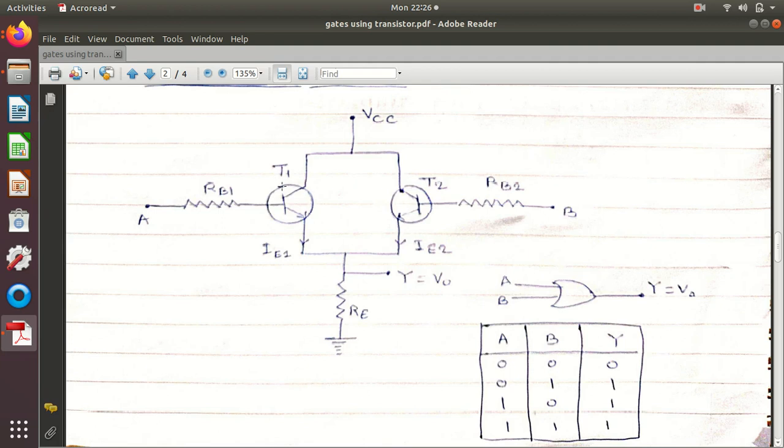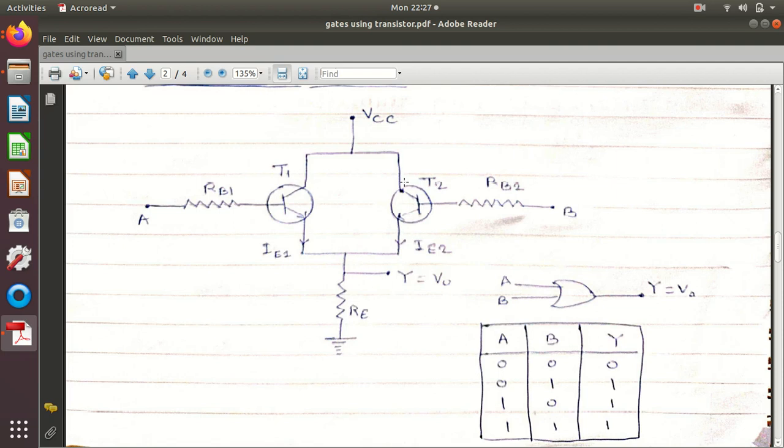Here is transistor T1, an NPN transistor again, and the second transistor T2. The emitters of the two transistors are connected together and grounded through a resistance RE. The output that we are considering is nothing but the voltage that gets dropped across this resistance RE. So our V0 is the voltage drop across RE. This is about the emitter circuit.